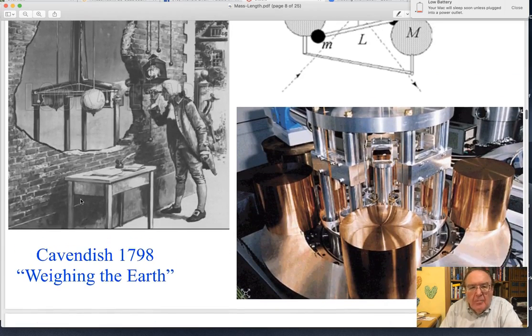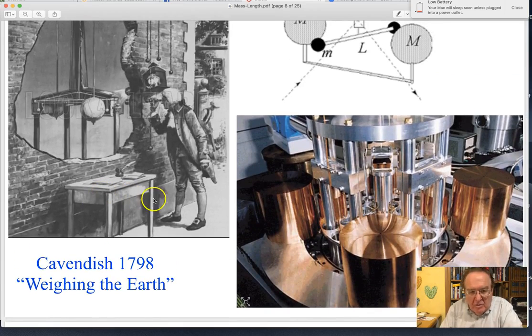So, because he measured G, basically now he measures the Earth. Because in the formula up above, if you know one of the masses, which for example is your mass, then the other mass is the mass of the Earth, in measuring your weight.